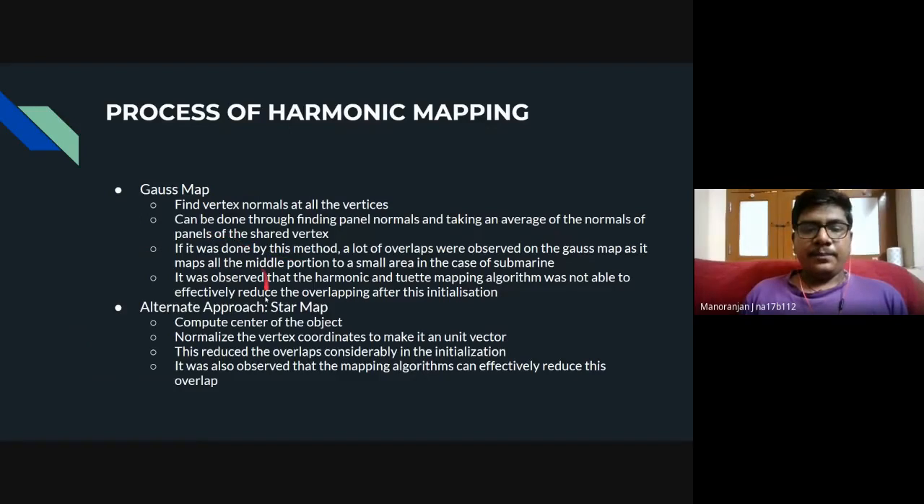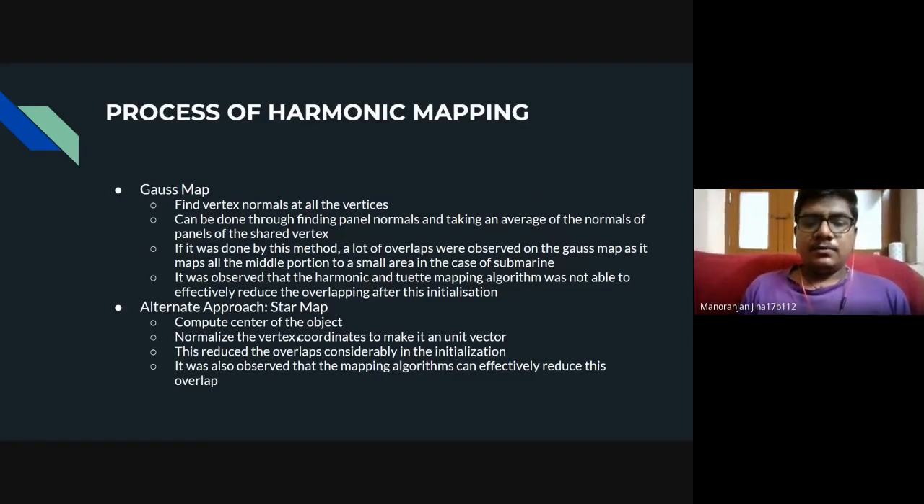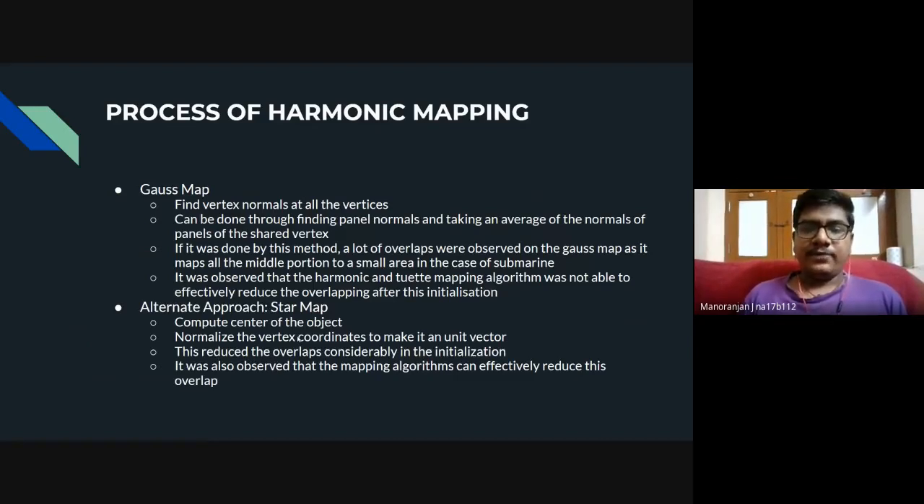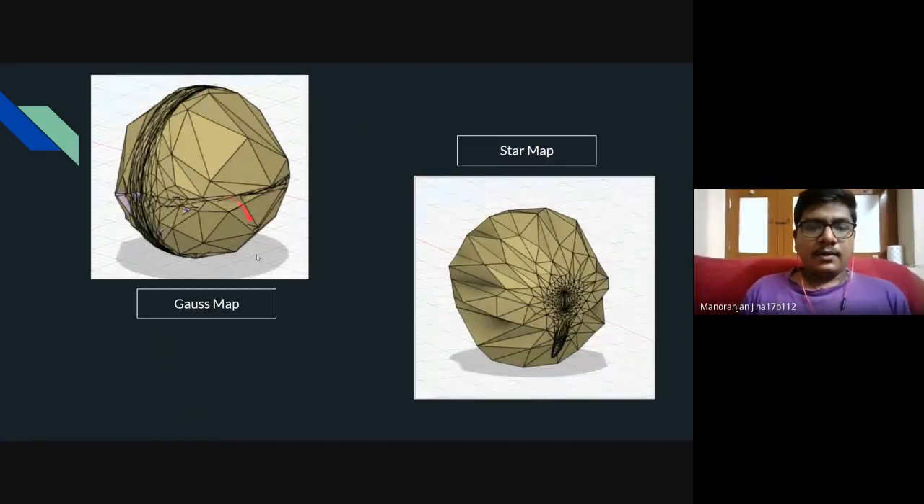So the alternate approach we came up with is called a star map, in which we compute the center of that object, and from the center we look at where all the vertices are relative to it, and we normalize that. So now we have a unit vector in the direction of that particular vertex. This seems to reduce our problem of overlapping considerably well, and the mapping algorithms were able to reduce the overlaps even further. So this was the Gauss map.